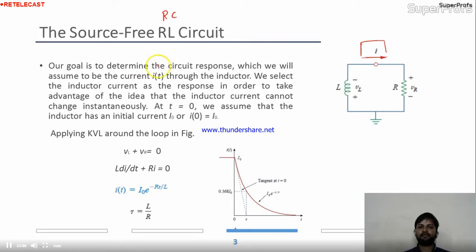So our goal is to determine the circuit response, which we assume to be the current i(t) through the inductor. In the RC circuit, we had voltage VC, because for the capacitor we calculate the voltage, and for the inductor we calculate the current. Can I apply KVL here? If you apply KVL, you will see VL plus VR equals 0. In that case, we had IC plus IR equal to 0; in this case, we have VL plus VR equal to 0.